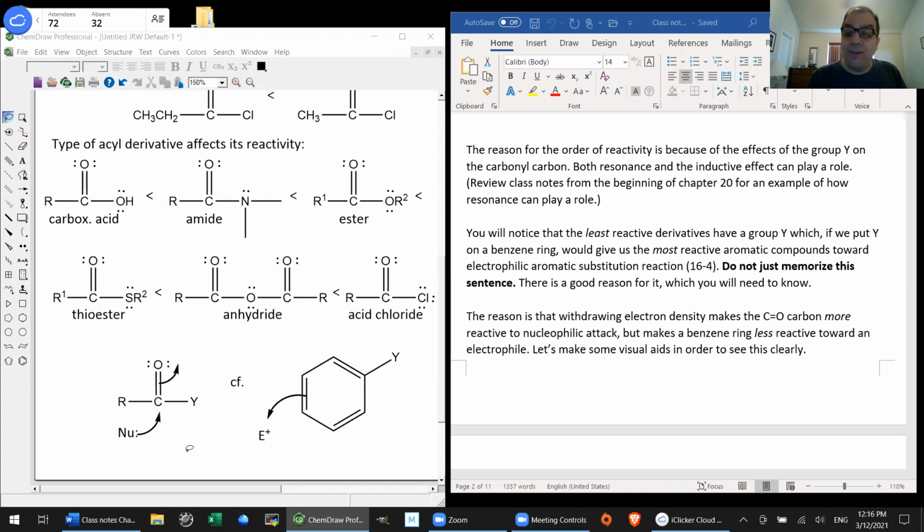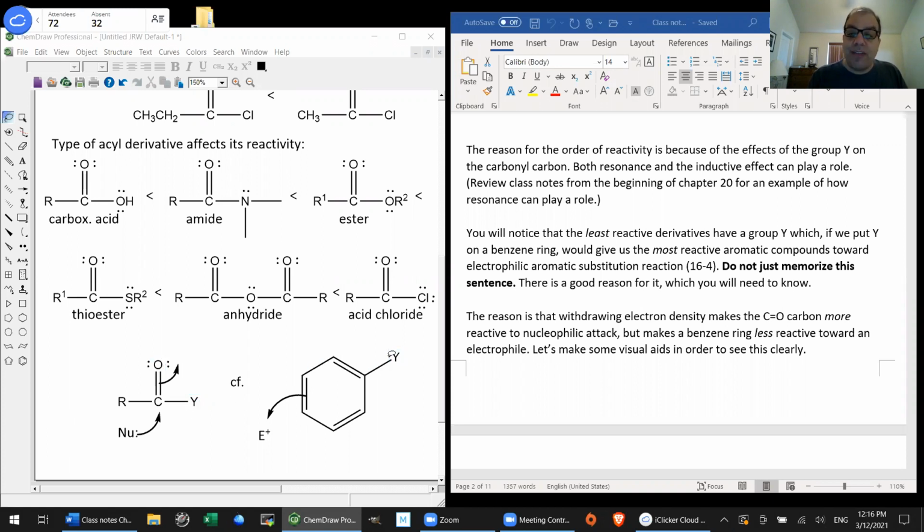It would also happen in a nucleophilic acyl addition reaction. In any case, you've got your organic substrate, your carbonyl compound, reacting with a nucleophile, and a nucleophile needs to attack it. So the question is, what is the effect of this group Y on how easy or difficult that step is?